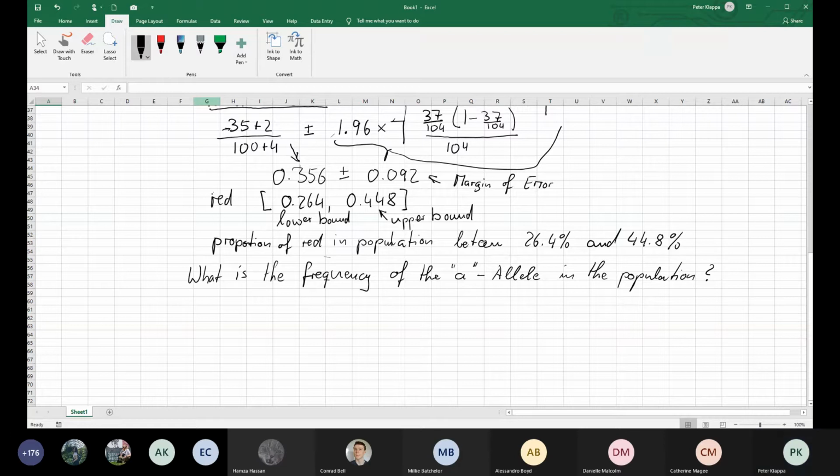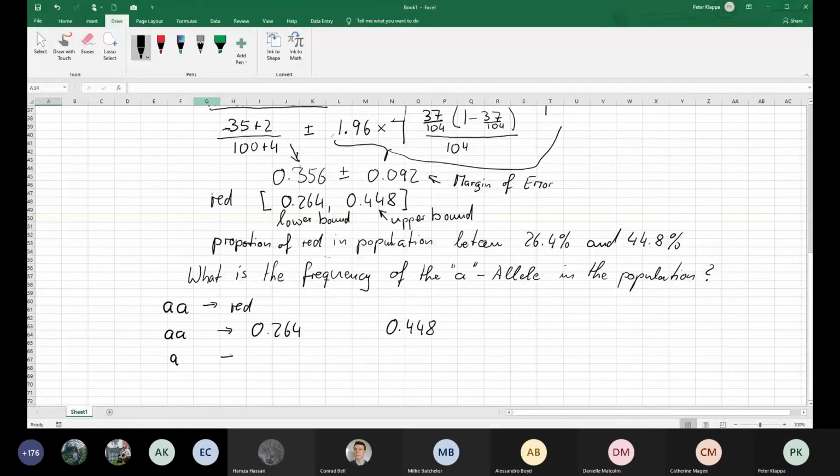So what do we know? We know that only the combination lowercase a, lowercase a gives us the red color. This is what I told you. And we know that aa will show up with a frequency of 0.264 up to 0.448.